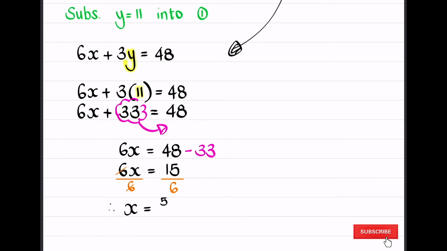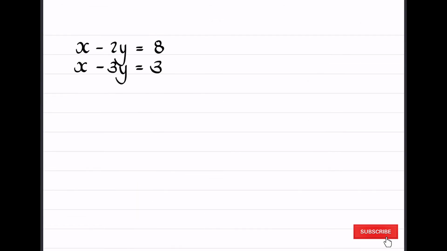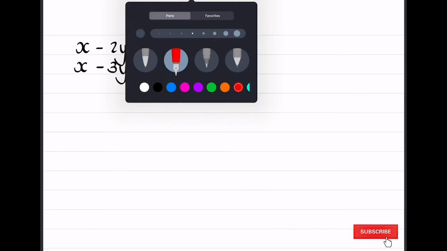I could write it as 5 over 2, or I could write it as 2.5. But then I have an x value that corresponds with my y value. In the next equation, I have x minus 2y equal to 8, x minus 3y equal to 3. So now I'm going to start by labeling my equations.